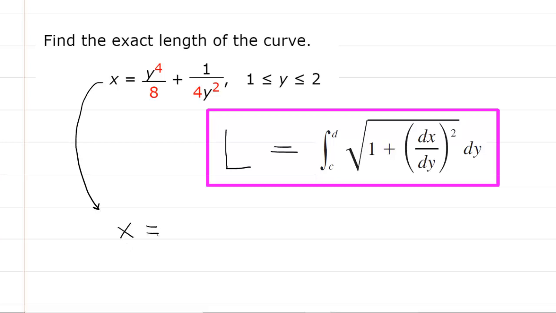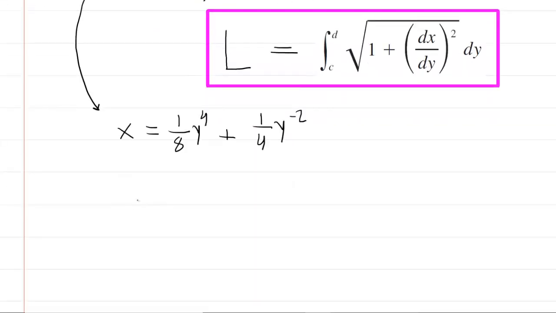We have x equals, now let's not forget there's a 1 in the numerator here, so you can write this as 1/8 y to the 4th. And then here what I think we'll do is take the y squared and move it up to the numerator. So we will rewrite that as 1/4 y to the -2. Notice again the exponent changes to negative when you shift it to the numerator. So that's a better way of writing out the equation.